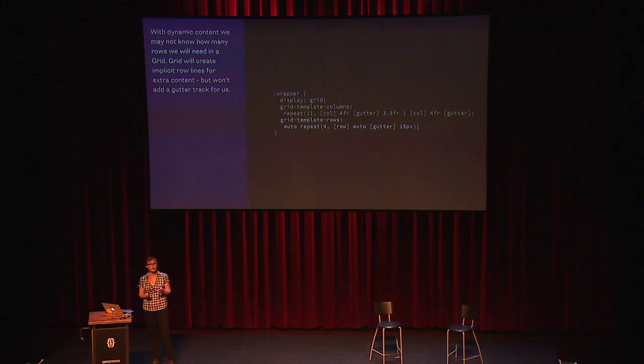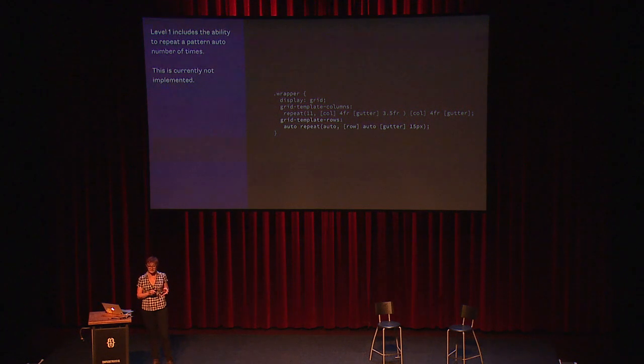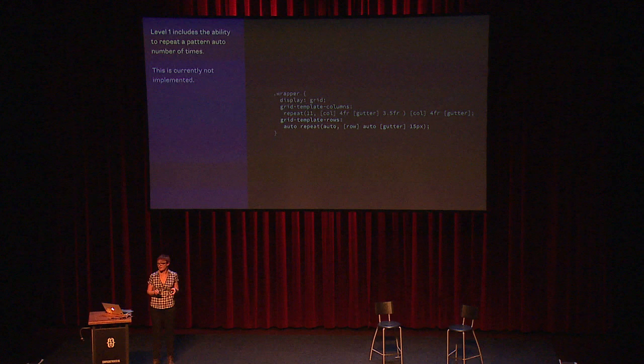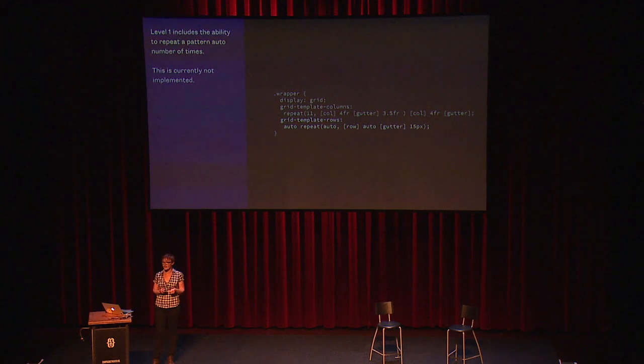And so at the moment, if you want rows separated by a gutter, you have to specify that pattern as many times as you need. Because Grid will create these implicit row lines, but it's not going to create a kind of gutter and then a row line. There is a way around that particular problem that probably will make it into level 1, and that's the ability to repeat a pattern auto number of times. So we can say repeat this row pattern of an auto-sized track and a 10-pixel gutter as many times as is needed for the content.